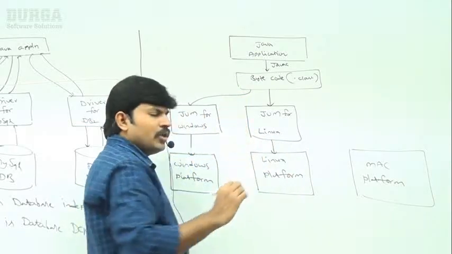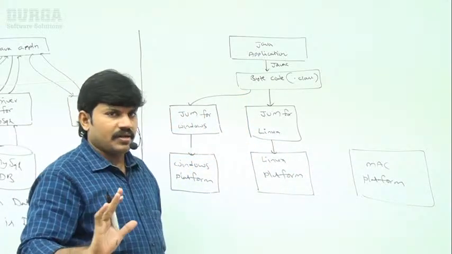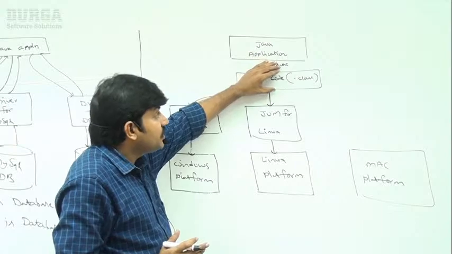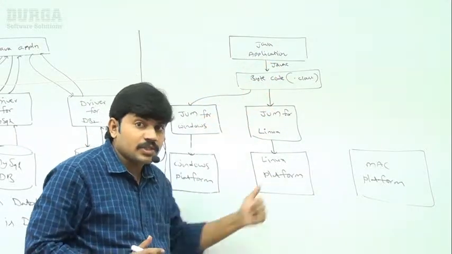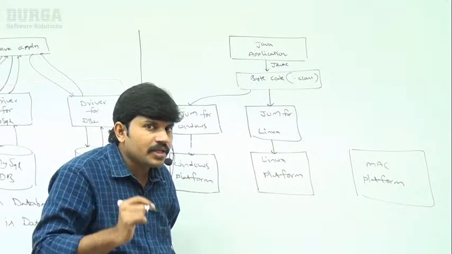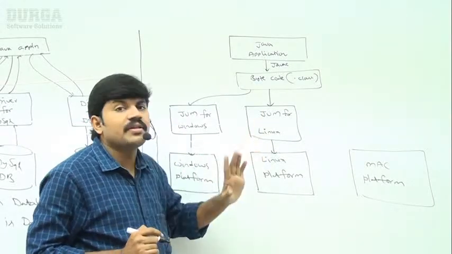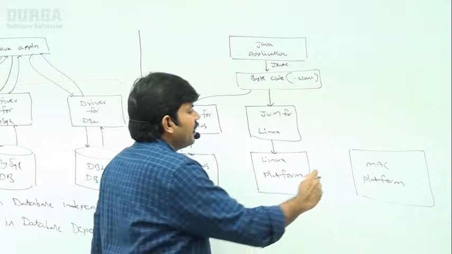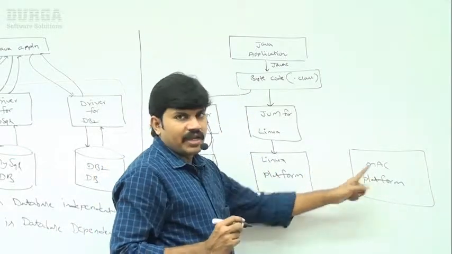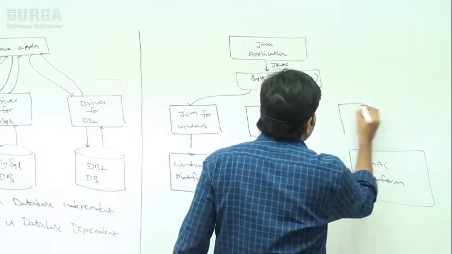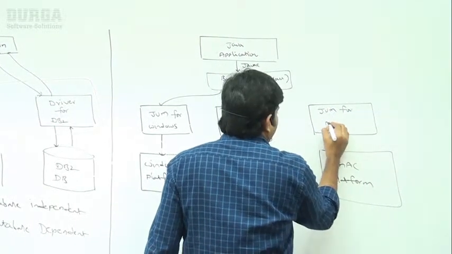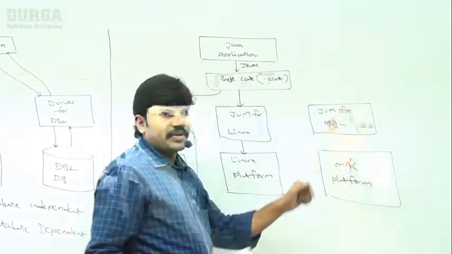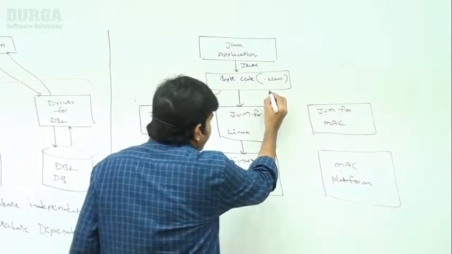Are you getting it right? So who is going to take care of converting this machine independent bytecode into the corresponding machine code? Who is responsible for that? JVM is responsible. Same way, I want to run on the Mac platform. Then compulsorily we require JVM for Mac.